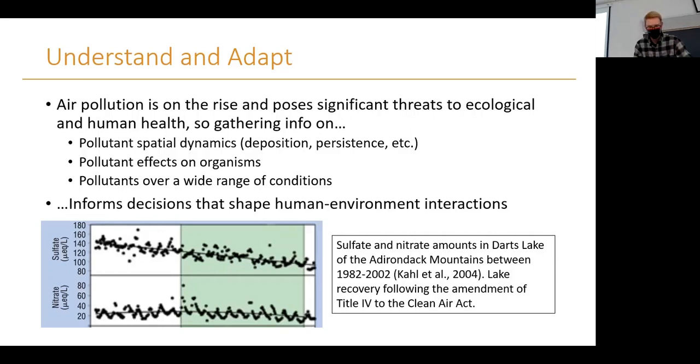And down here is an example of a success story, how certain policy was implemented in the 80s and 90s that led to a subsequent decrease in acid rain, sulfate and nitrate concentrations in this lake in the Adirondacks. So it is important and it is necessary to inform these decisions.